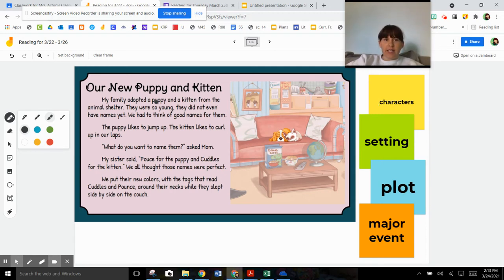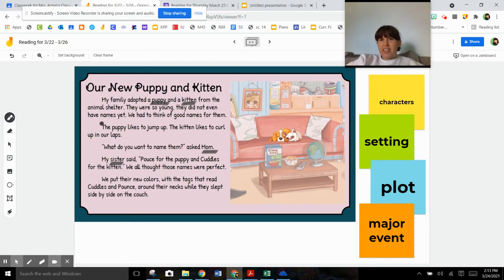So we definitely have a puppy and a kitten. There's also a mention of a mom. Mom asks a question. So again, she's saying something and doing something that makes her a character. The puppy jumps up a lot and the kitten likes to snuggle. They're both doing something, so that makes them a character. The sister, she says something. She calls them by the names that they end up going with, so that makes her a main character.